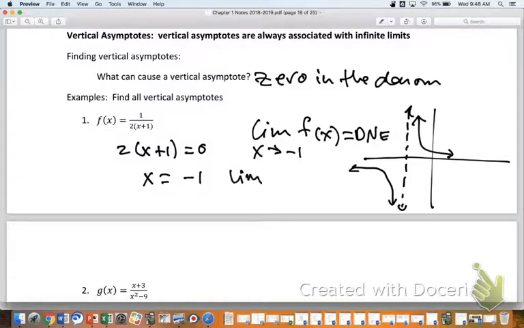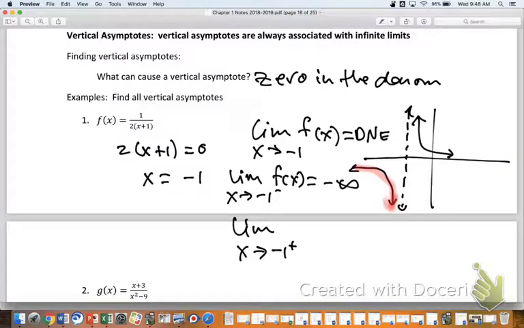What if I asked you this, though? Limit as x approaches negative 1 from the left. Negative infinity, yeah. So as you approach from the left, you can see that this graph is decreasing without bound. And then what if we did the limit as x approaches negative 1 from the right? What would that equal? It would be positive infinity. Yeah, because from the right, we can see that the graph is going up, up, up without bound.